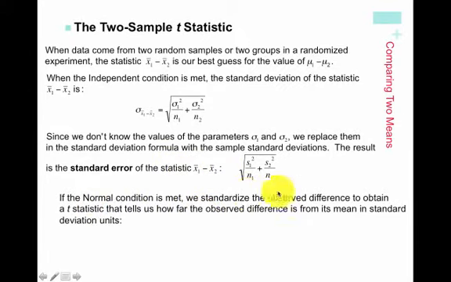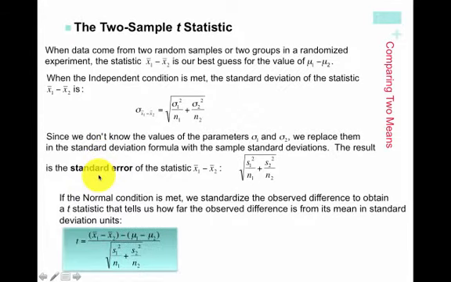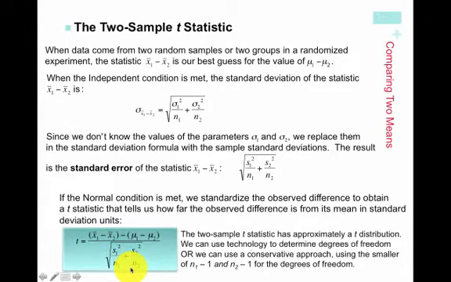If the normal condition is met, we can standardize the observed difference to obtain a t-statistic that tells us how far the observed difference is from its mean in standard deviation units. So again, we're going to be finding t because we don't know sigma and we're using the standard error. So here is the t formula: difference of the x's minus difference of the means over the formula for standard error. The two-sample t-statistic has approximately a t-distribution.